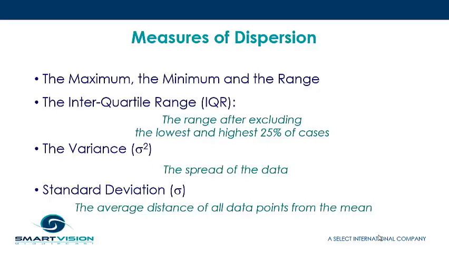One of the most important measures is the standard deviation, which is the average distance of all data values from the mean. The value of standard deviation indicates if the data values are close or far from each other. The variance is the square value of the standard deviation, and it reflects the data spreading.